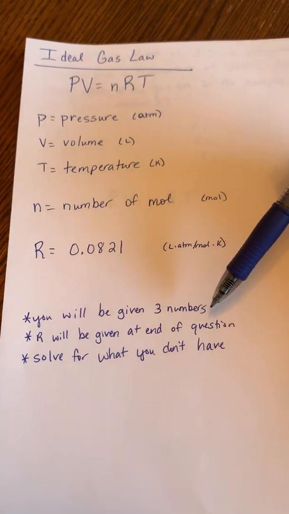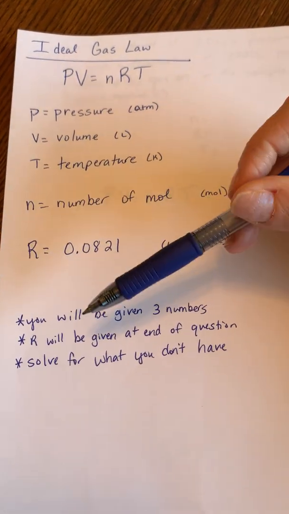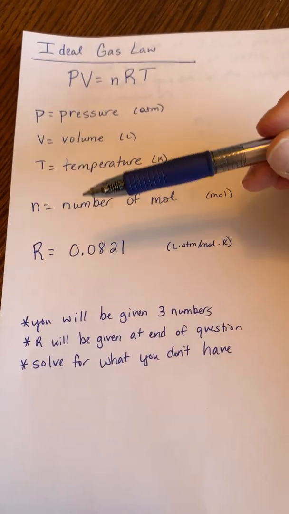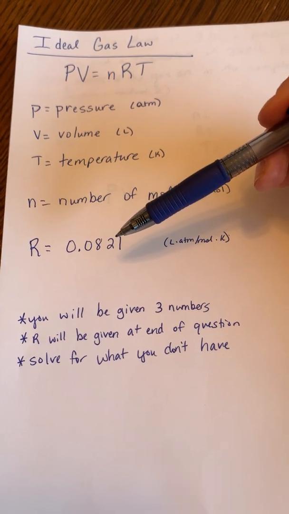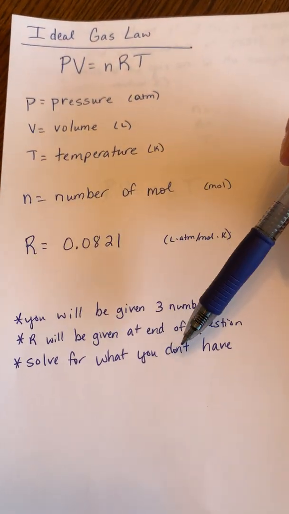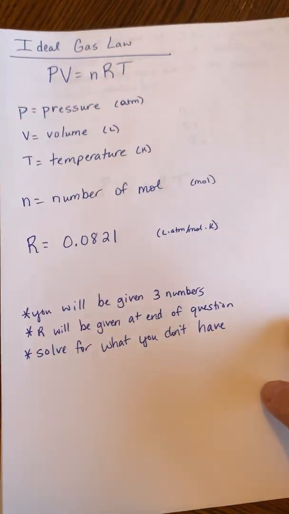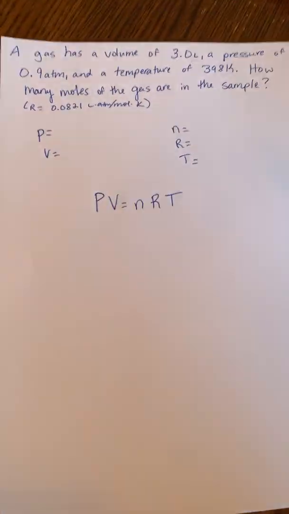So in these questions, like I said, you're going to be given 3 of these 5 values. And then R is always given to you. I'll put it in every single question at the end of it, just to remind you of it. So that means 4 out of the 5 are given to you, and you'll just solve for the one that you don't have. So let me get my example here that we need.